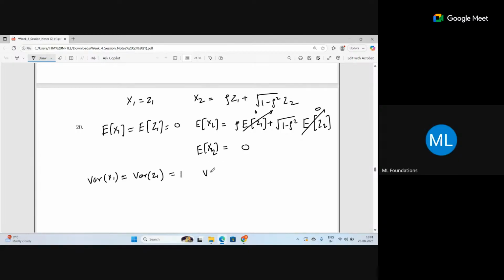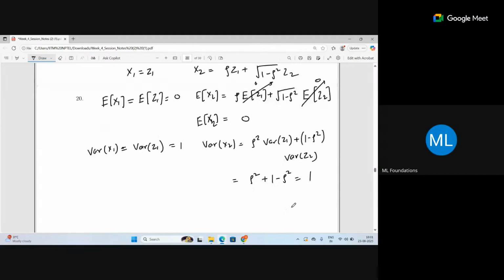What about the variance of x2? That is equal to rho square into variance of z1 plus 1 minus rho square into variance of z2, right? So rho square, and variance of z1 is 1, plus 1 minus rho square, and variance of z2 is again 1. So that is equal to 1, right? Fine? This is okay? I hope this is fine.